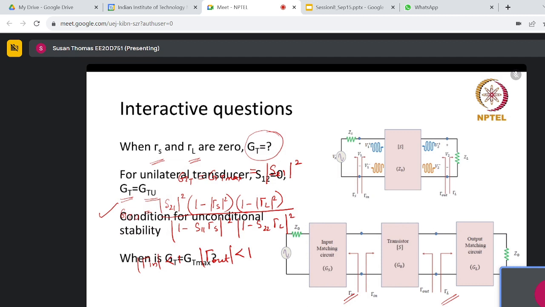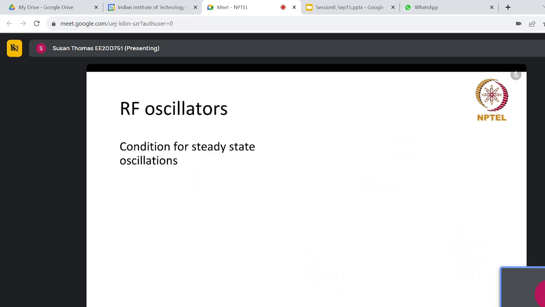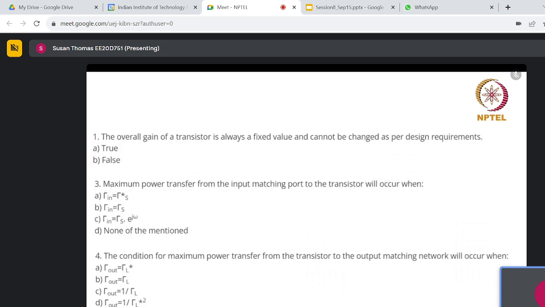Now I think we'll move to some questions. We'll come back to oscillators. Before that, we'll go through a few MCQs on what we understood about the amplifiers. So please go ahead with the first question.